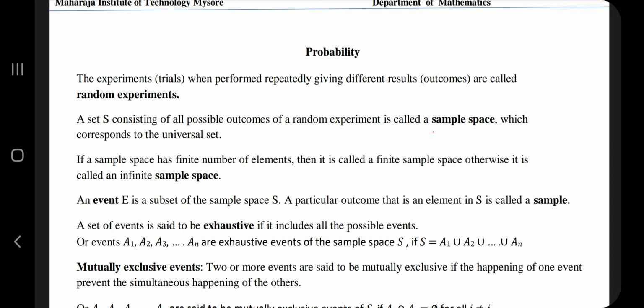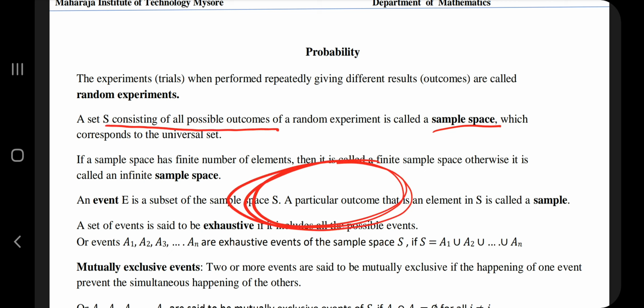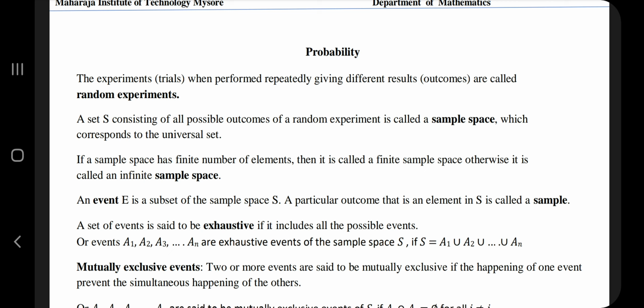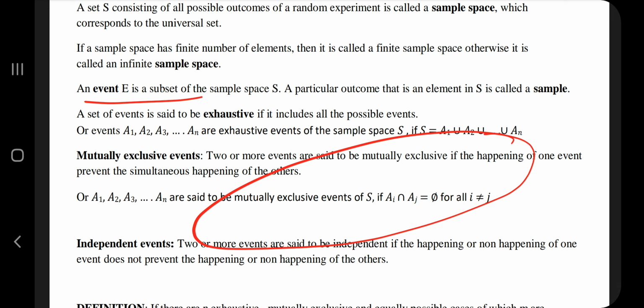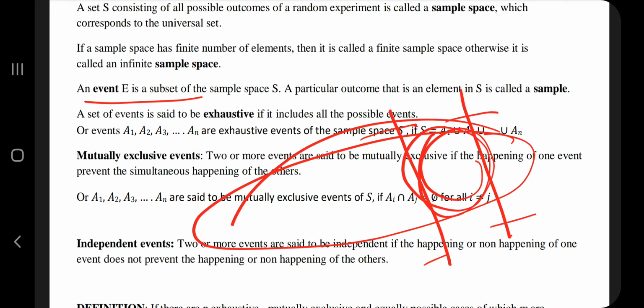And what is a sample space? Sample space means all possible outcomes, that whole group of all possible outcomes is called a sample space. And what is a sample? Something from that is known as a sample, and an event is nothing but a subset of the sample space. This is the possibility of all the outcomes, and here is the small subset of it. This is known as the event. This is the sample space, and this is the event.